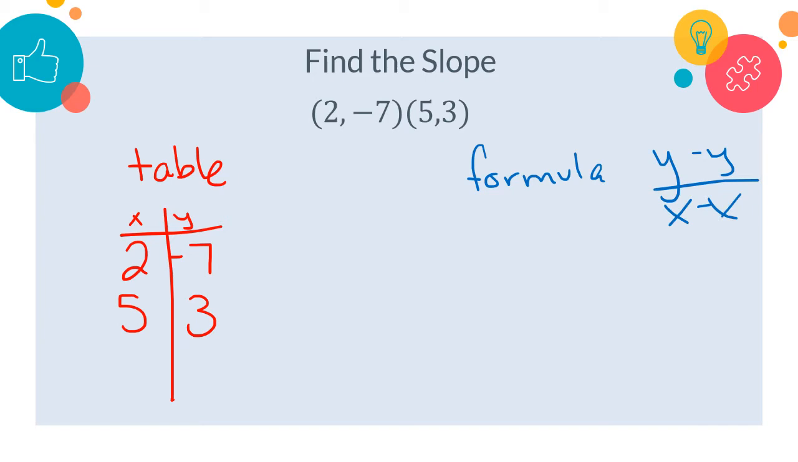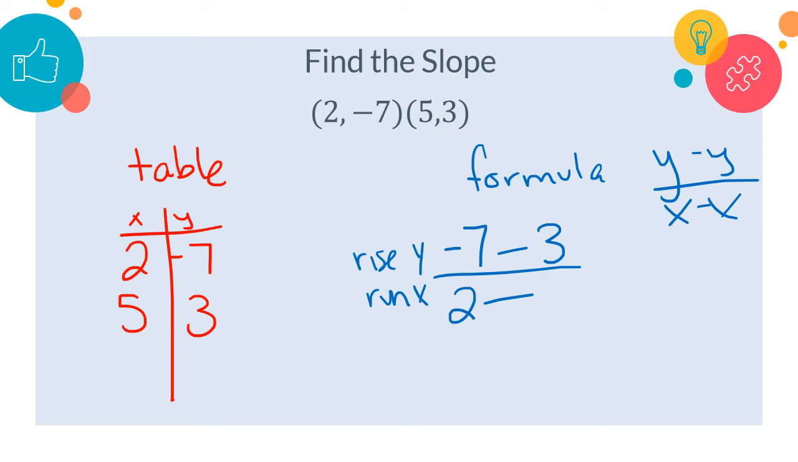And I always start by drawing the 3 lines first. Remember, because it's rise over run, it's y's over x's. So if I take my first y and I subtract my second y, then I take my first x and I subtract my second x. If I do that, I have a negative 7 minus 3, and I have a 2 minus 5. Ooh, but what's a negative divided by a negative? Positive.